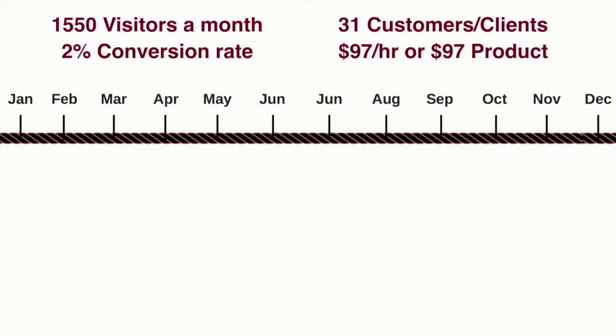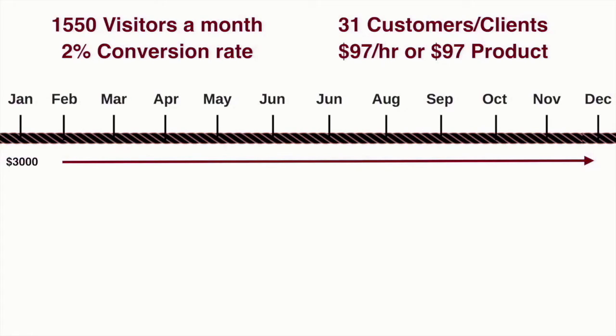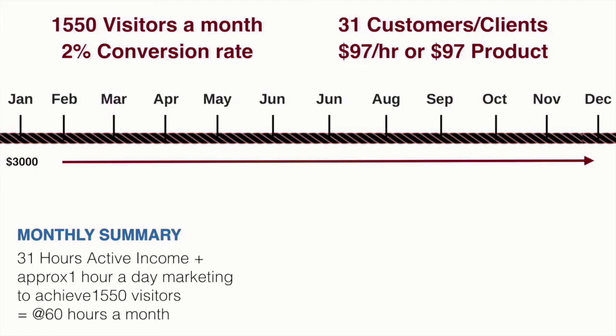But now let's look at it over a year timeline. So with our usual figures again, 1,550 visitors to your site, 2% conversion, 31 customers, and a $97 product or 1 hour service. So we can see that throughout the year, we would be making our $3,000 a month in sales. And if you're doing a service, that would be working 31 hours during that month for your active income.